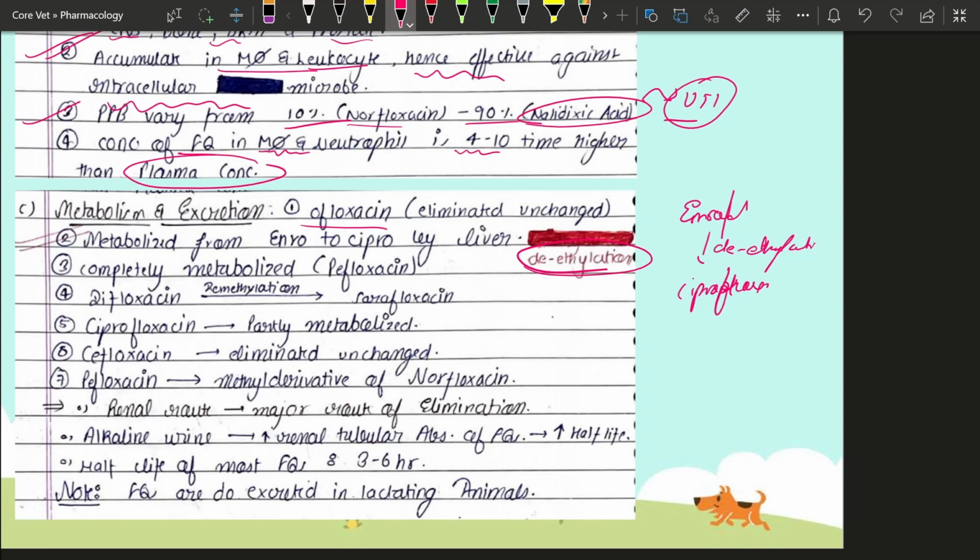deethylation. Talking about the pefloxacin, it is going to be completely metabolized, and the difloxacin is undergoing what? Demethylation. The enrofloxacin was undergoing deethylation, while the difloxacin is going under demethylation to form what? Sarafloxacin. If we talk about the ciprofloxacin, it is partially metabolized, okay, and the ofloxacin is eliminated in the unchanged form. Talking about the pefloxacin, it is a methyl derivative of the norfloxacin, right?